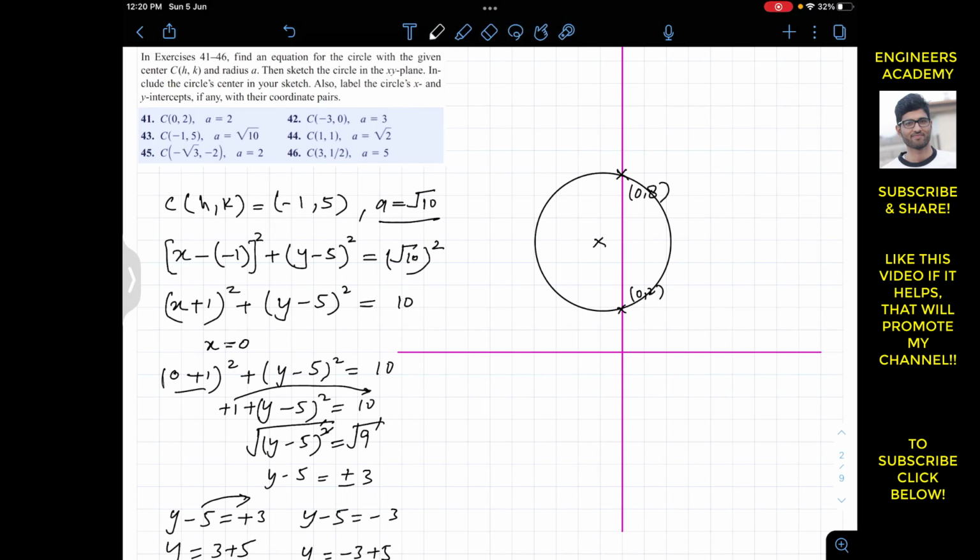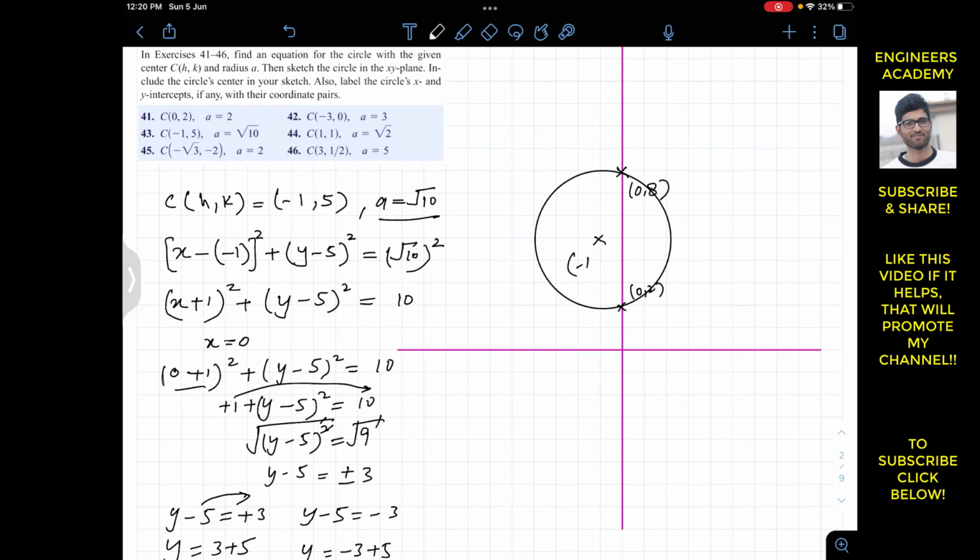So as we can see, the circle represented by this equation is not intersecting with the x-axis. So there are no x-intercepts, and the y-intercepts are at x equals 0, y equals 8, and x equals 0, y equals 2, and the center point is at -1, 5.